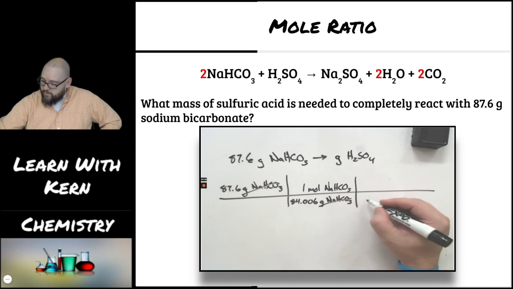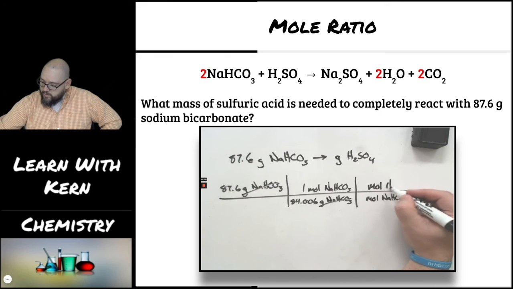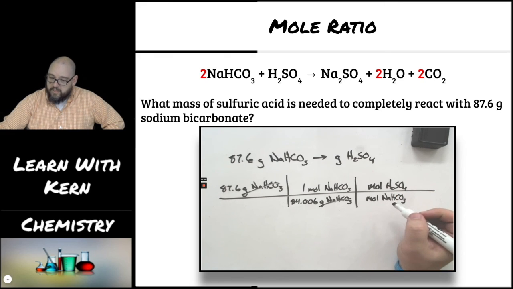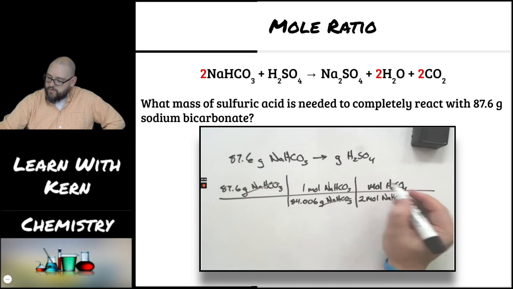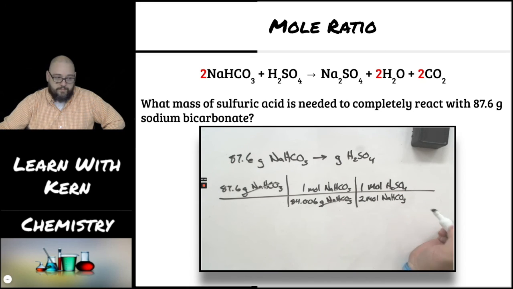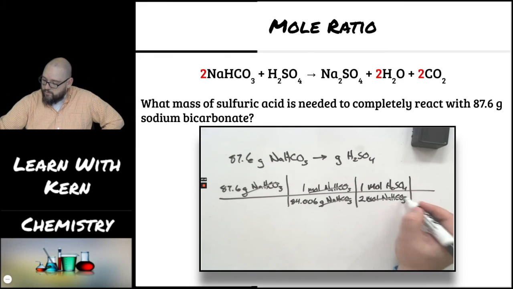If I have moles of sodium bicarbonate here, I'm going to put moles of sodium bicarbonate on the bottom, and I'm trying to find sulfuric acid, so I'm going to have moles of sulfuric acid on the top. And then I look at the coefficients of my chemical equation. Coefficient of bicarbonate here is 2. The coefficient of sulfuric acid is 1. And then I need to cancel out my moles.